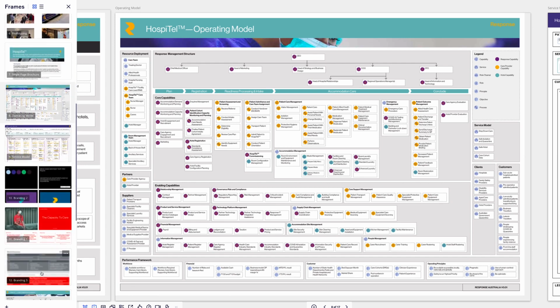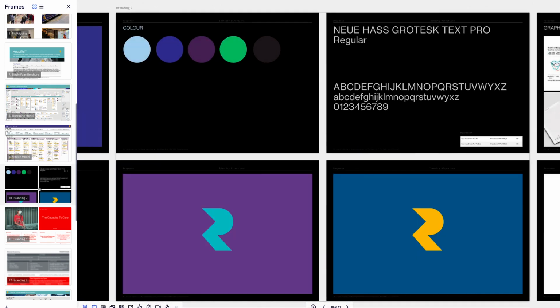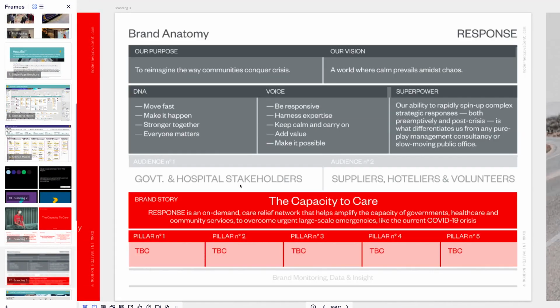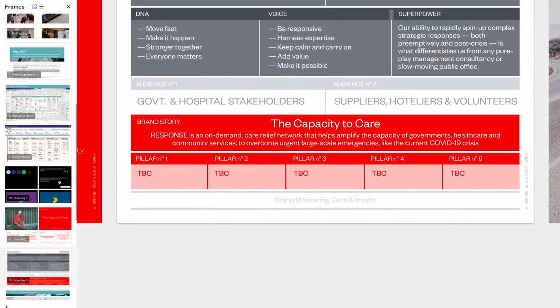During this project, we ran several concurrent streams in an agile way, and one of those streams was in branding, where we drew from the purpose and the vision of the business, and we tested with the market and started to create a narrative that we could bring to market with essentially the brand anatomy and the story, the DNA, the voice, and the positioning of the concept.